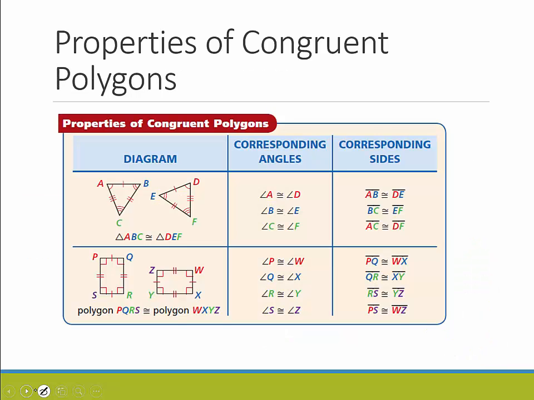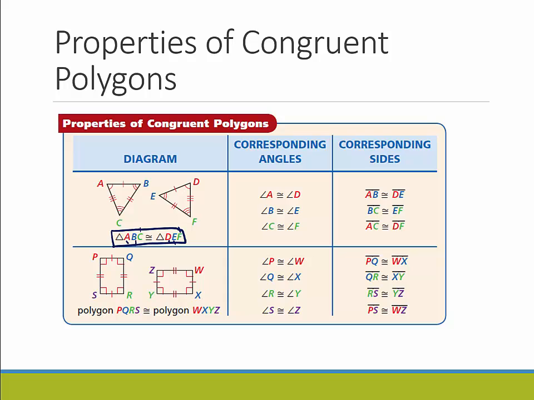Property of congruent polygons. For this one, the words are really important down here. When you see that triangle ABC is congruent to DEF, that means that A and D are congruent angles, that B and E are congruent, and that C and F are congruent. They put them in that order for a reason.